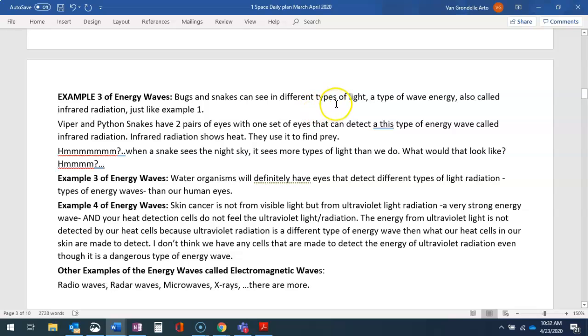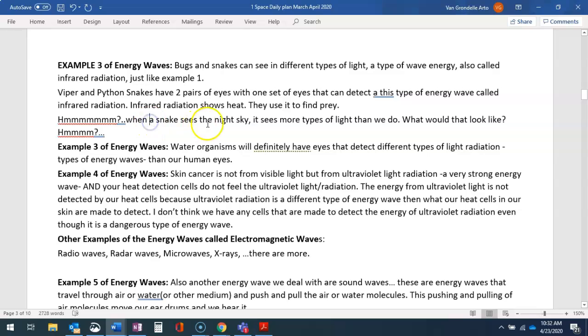Bugs and snakes can see in different types of light waves, just like in example 1. Viper and python snakes have 2 pairs of eyes. One pair is like normal light that we see, and the other pair is for a type of energy wave called infrared radiation, which is a kind of radiation that comes from heat. Infrared radiation shows heat. They use this to find prey and kill the prey, and that's how they live.